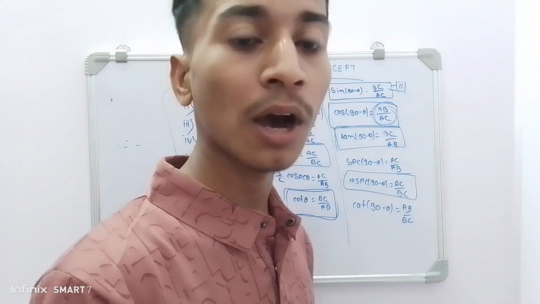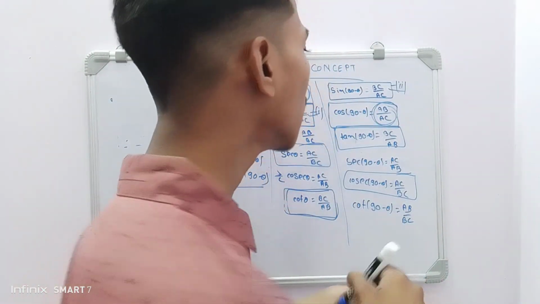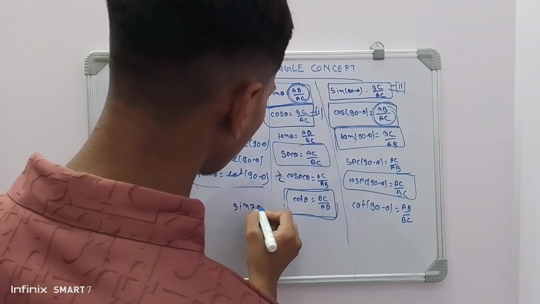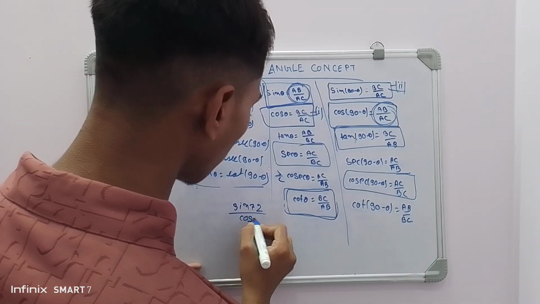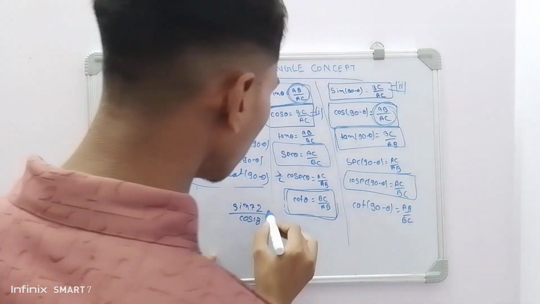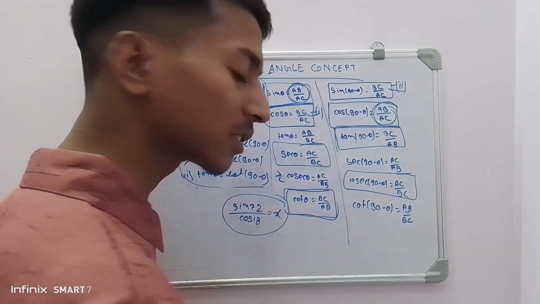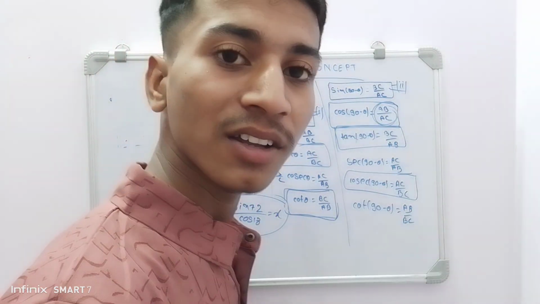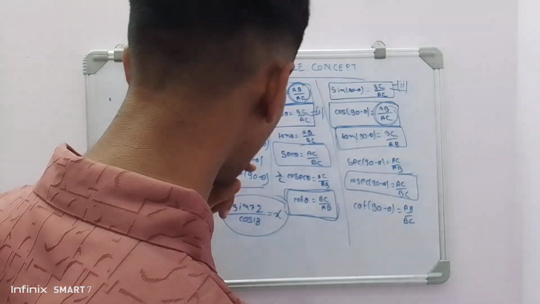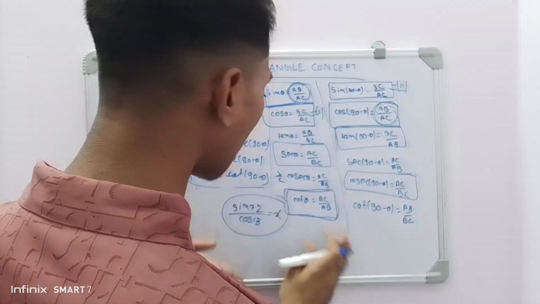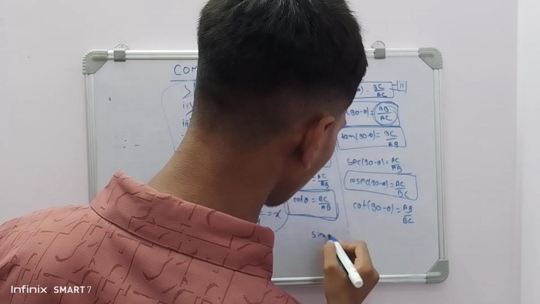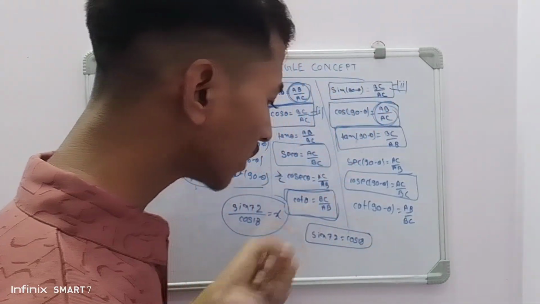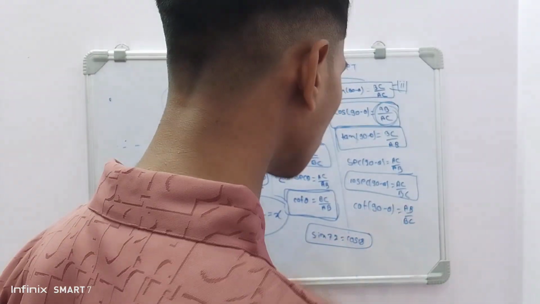Now in the next video I will practice questions on this, and you will be able to solve questions like this: sine of 72 equals x times cos of 18. If I ask you what the value of x is, the value of x is going to be 1. You will ask why the value of x is going to be 1. Using the identity, sine of 72 is equal to cos of 18. You will ask, how can you say sine of 72 is equal to cos of 18?